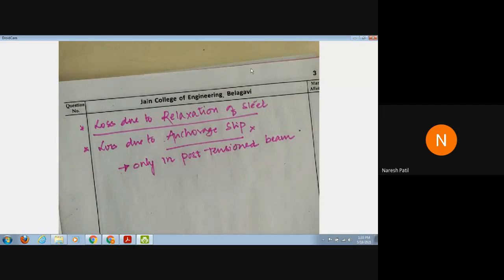It is very simple. Yes, anyone? Bharti? Why will it be only in post tension beams? Sir, because in post tension beam, first the cable is put and then we have to place the concrete. Then we fix the cable and using that anchorage we tighten the cable. Good, very good.